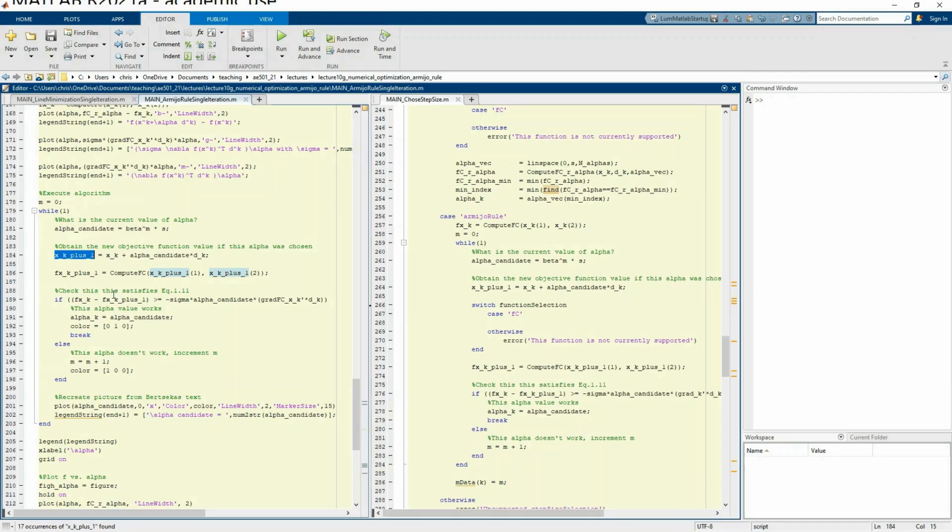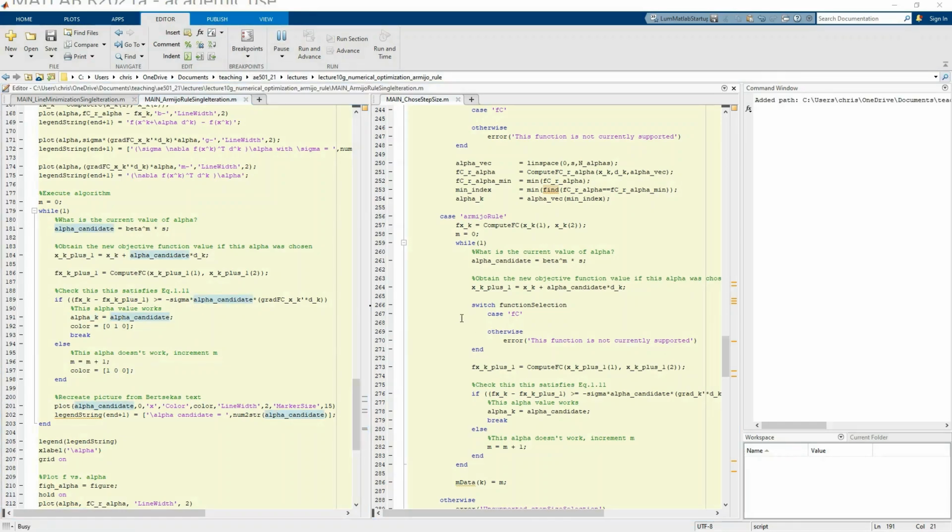and the associated direction. Then we just check: does the cost function value at that point decrease from the previous value by the specified improvement factor? If so, we use that candidate step size as the actual step size for this iteration and break out of the loop, and we're basically done. If not, we just increment m by 1 and run through this again. So let's go ahead and run this, and we can take a look at what it looks like.